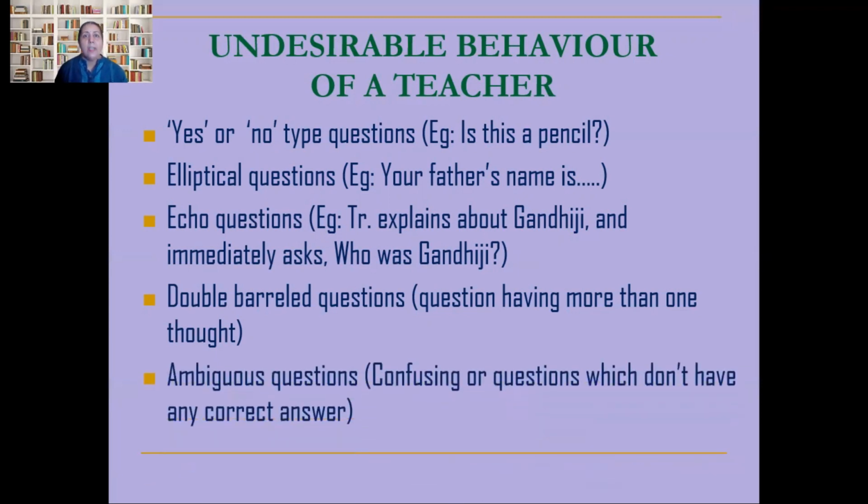And the last undesirable behavior is ambiguous questions. Ambiguous questions are the questions which confuse the learners, the questions which are not correct, and the questions which are not at all related to the content. So avoid such types of questions. These are a few of the undesirable behaviors which the teacher should not show during her teaching-learning process as well as during her questioning.